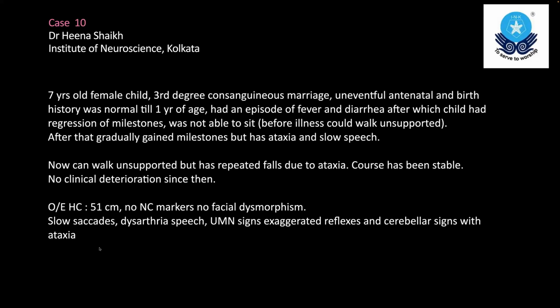Yes, I'm here. Good evening, everybody. This is a 7-year-old female child, born of a third degree consanguineous marriage, with an uneventful antenatal and birth history. As per the parents, her development was normal till 1 year of age, after which she had an episode of fever and diarrhea. Within a span of 10 days, she lost all the milestones she had gained.